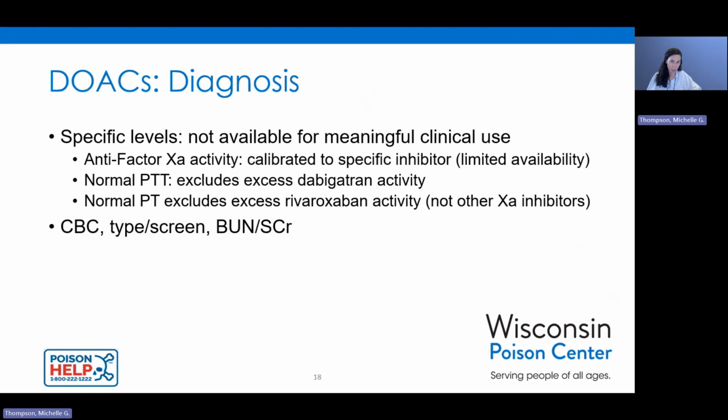Diagnosis, again, is based on history and an exposure to one of these medications. Specific levels can be obtained, but they are probably of limited clinical use. We can look at factor 10A levels, though the calibration for this is somewhat limited. If we find a normal PTT in the setting of dabigatran exposure, this excludes dabigatran toxicity. Conversely, if we see a normal PT in the setting of rivaroxaban activity, though not the other 10A inhibitors, we can exclude excess rivaroxaban activity.